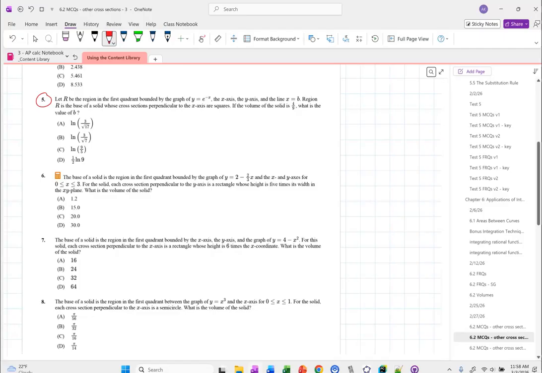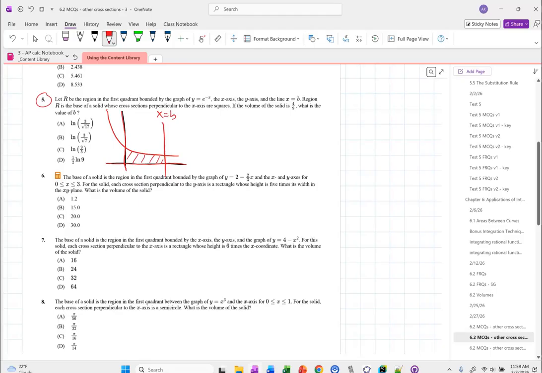It says, let R be the region, the first quadrant, bounded by the graph of y equals e to the negative x, the x-axis, the y-axis, and the line x equals b. So y equals e to the x looks like this, right? So y equals e to the negative x is just going to be flipped across the y-axis, so it's going to look like this. And then we have bounded by the x-axis, the y-axis, and then x equals b.